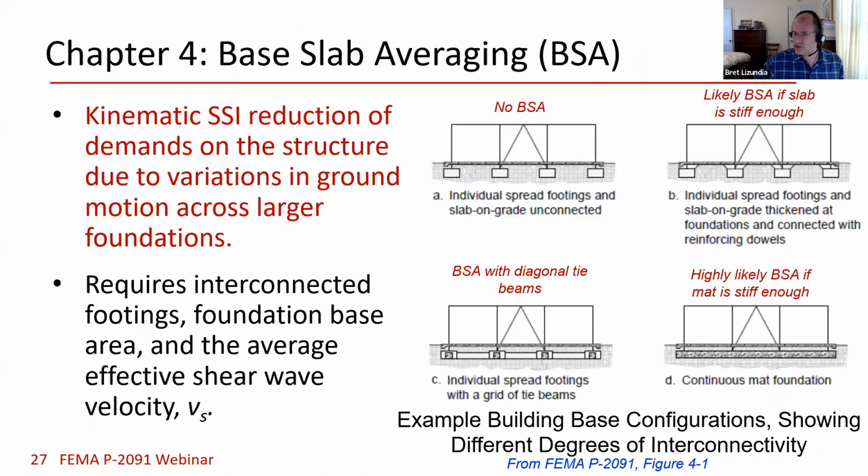Okay, so let's now talk in some more detail about our first kinematic technique, base slab averaging. It's the reduction of demands on the structure due to that variation in ground motion that I've mentioned a couple of times. One of the things that you need to have is interlinked foundations. So we draw some pictures in here, and then they have some descriptions at the bottom, and I've highlighted in red BSA, meaning base slab averaging.